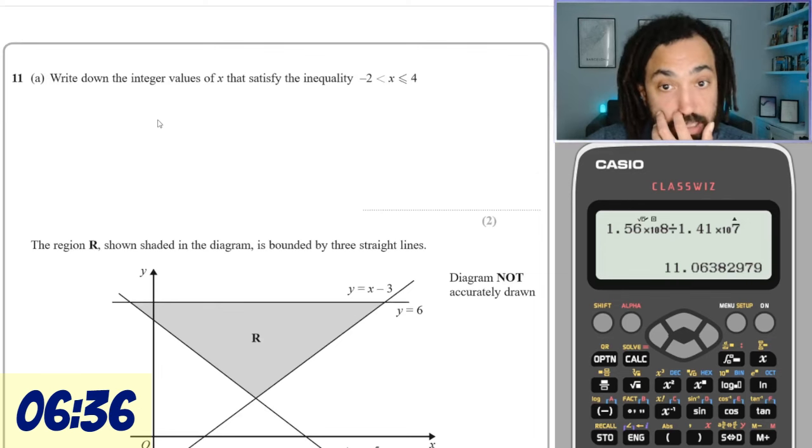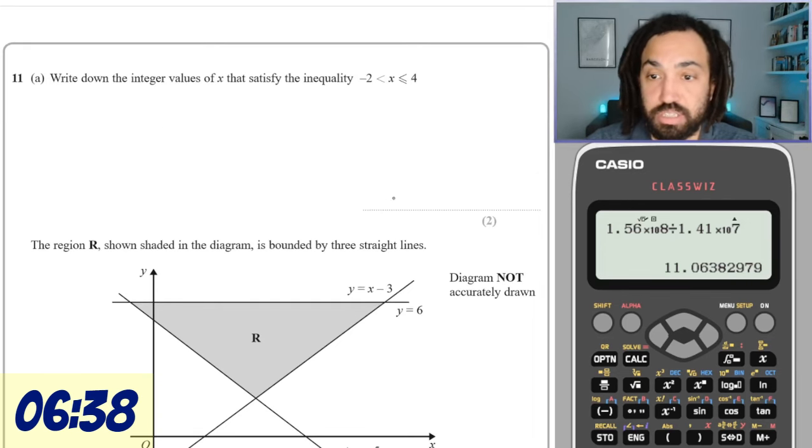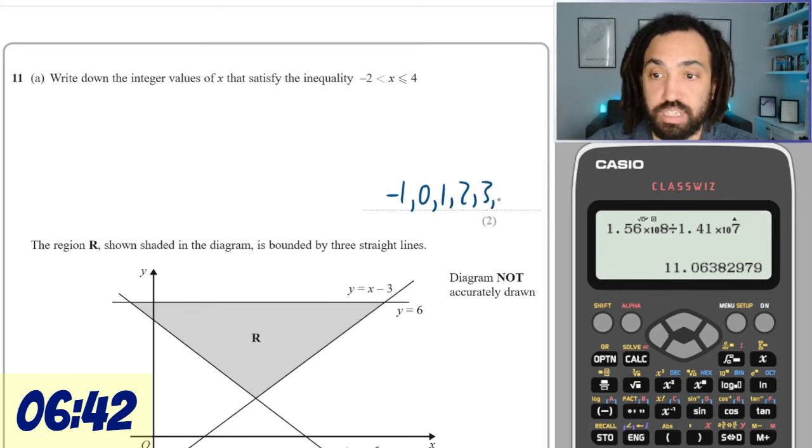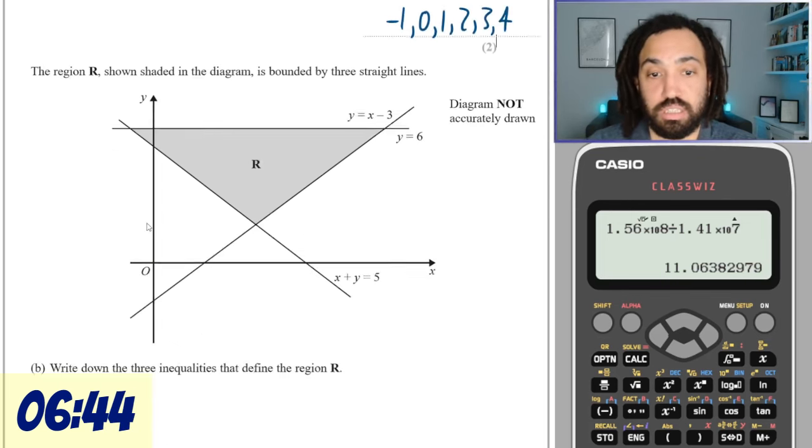Write down the integer numbers that satisfy the inequality. So minus 2 doesn't, so minus 1 does, 0 does, 1 does, 2 does, 3 does, and 4 does.